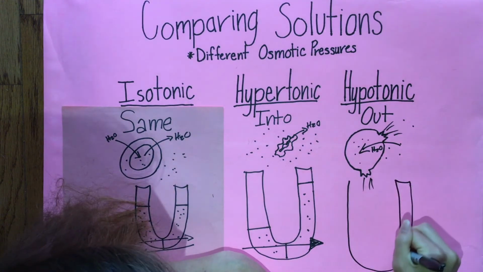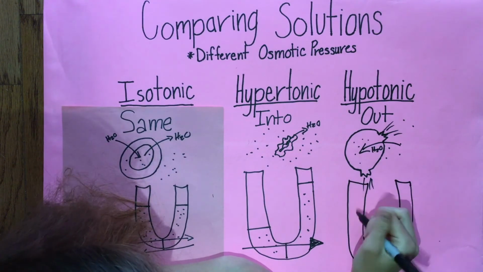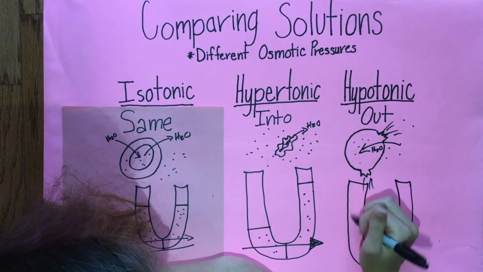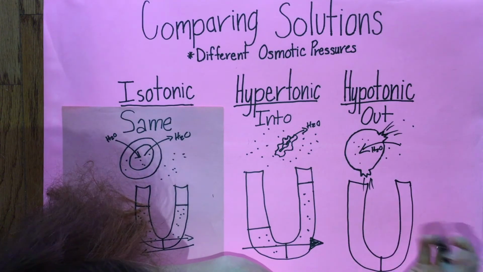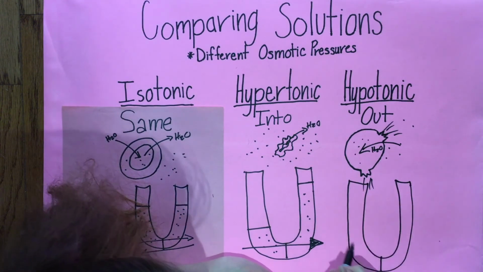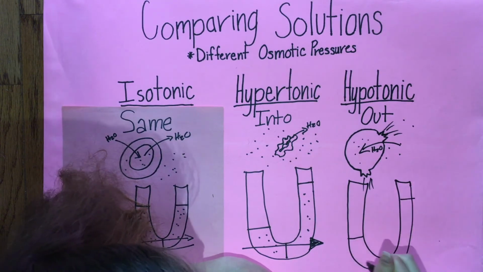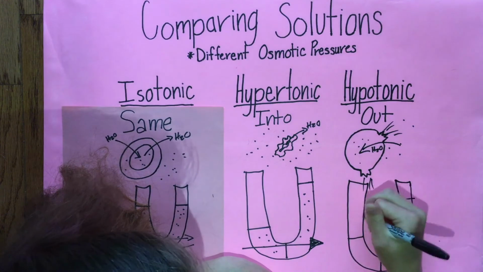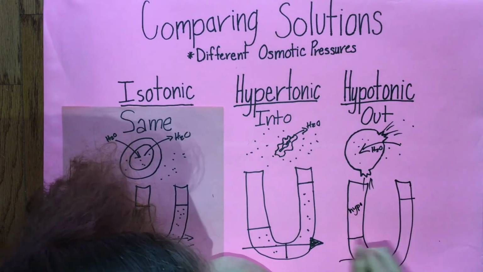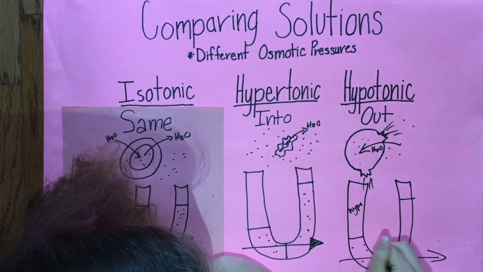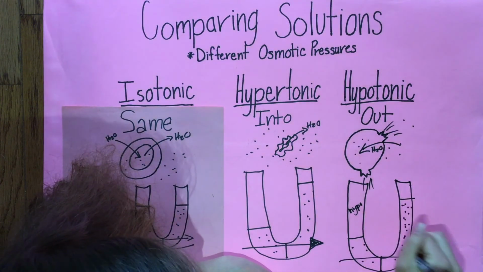If we have a U-tube in a lab with a semi-permeable membrane, and this side is our hypotonic solution, the water is going to flow out of it and into the other one. So this is our hypotonic side. It's going to flow out and into this one because this one will have more particles in it.